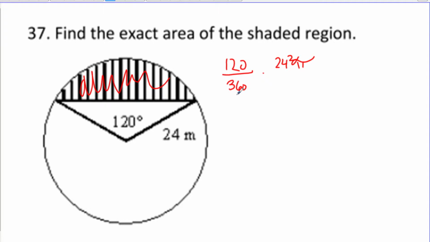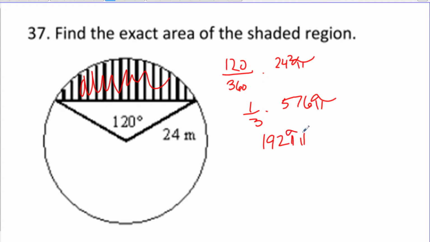Right, so this is representing 12 over 36, which divides again to 1/3. So I'm going to say 1/3, okay, and then let's find out what 24 squared is. So 24 times 24 is 576, and then if I take a third of that, okay, so let's do the 576 pi. Okay, so if I multiply that by a third, which is the same as dividing by 3, I get 192 pi. 192 pi.